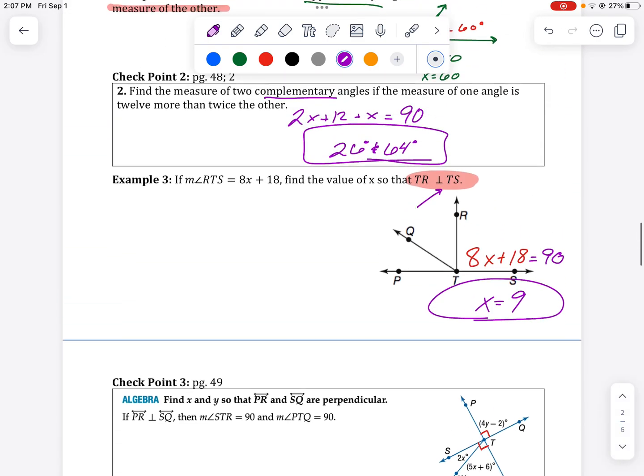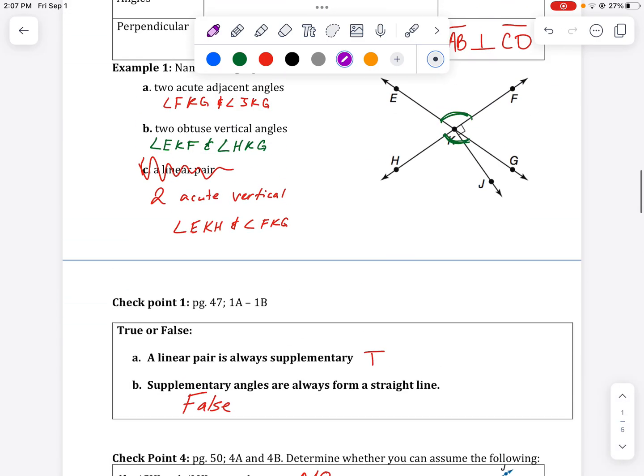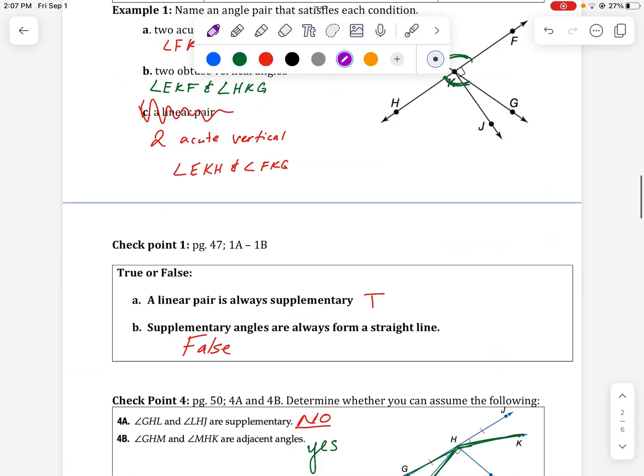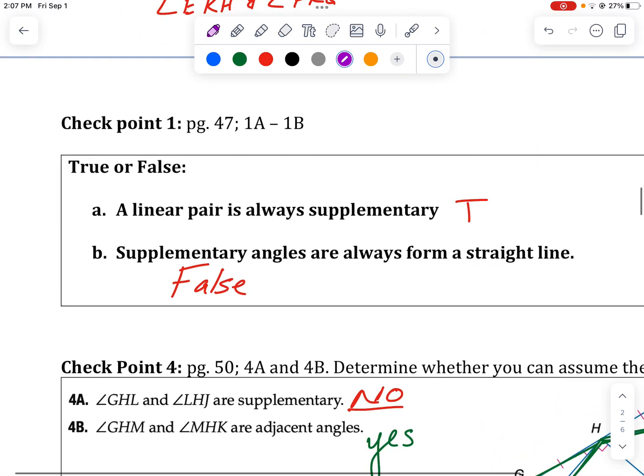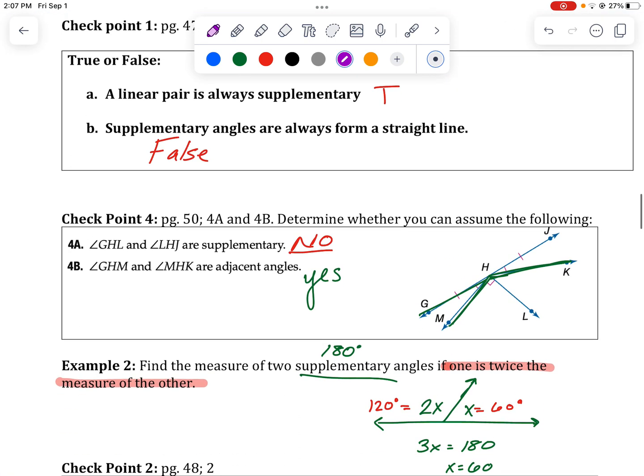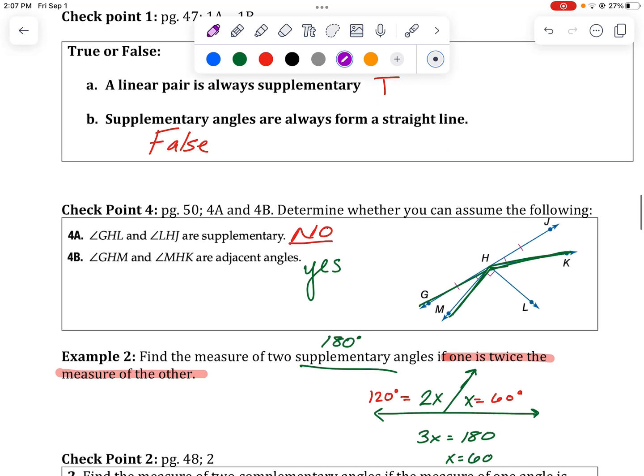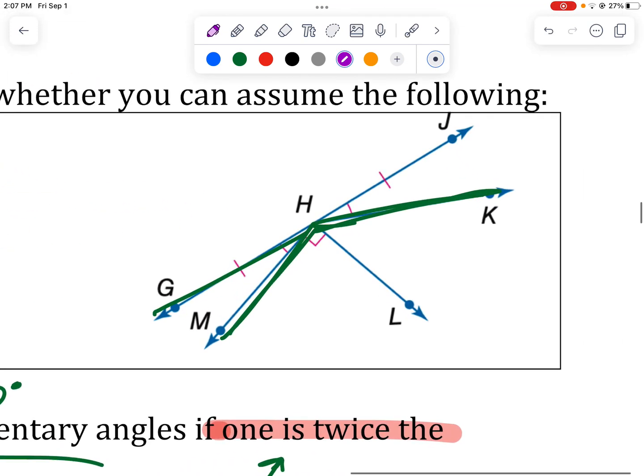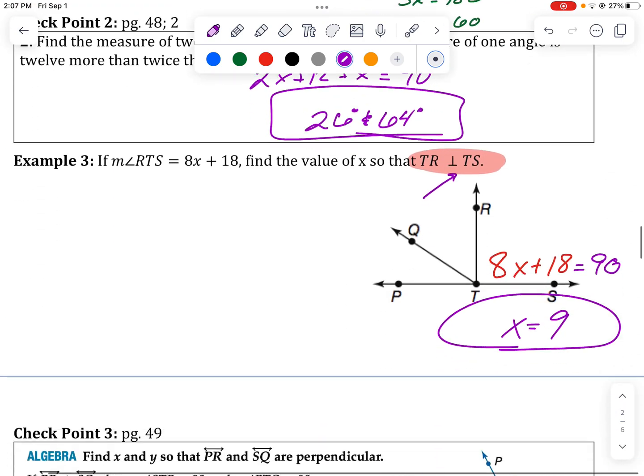So a quick note that we can't assume necessarily that supplementary angles always form a straight line. We can't always assume things that are not given to us, like here. We can't assume that GHJ is a straight line because it's not given.